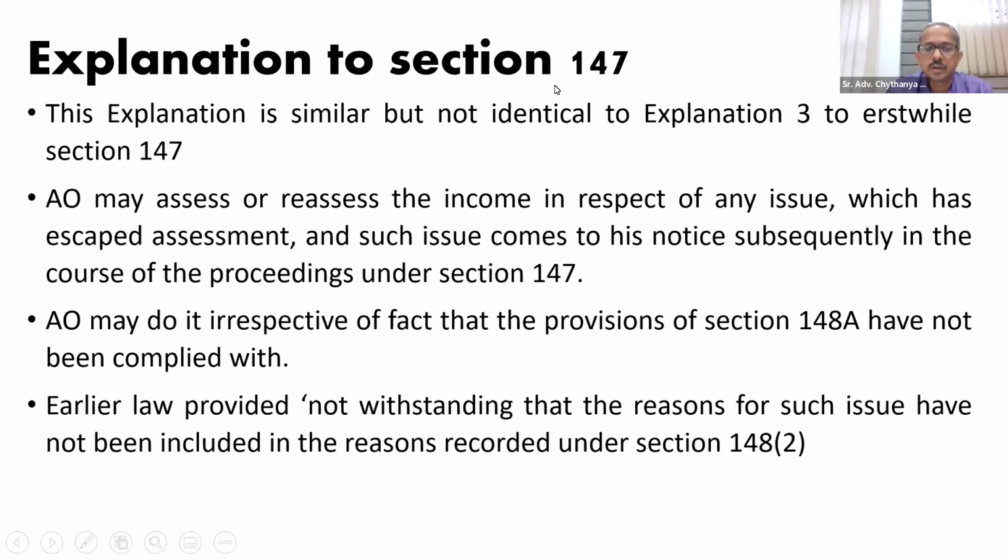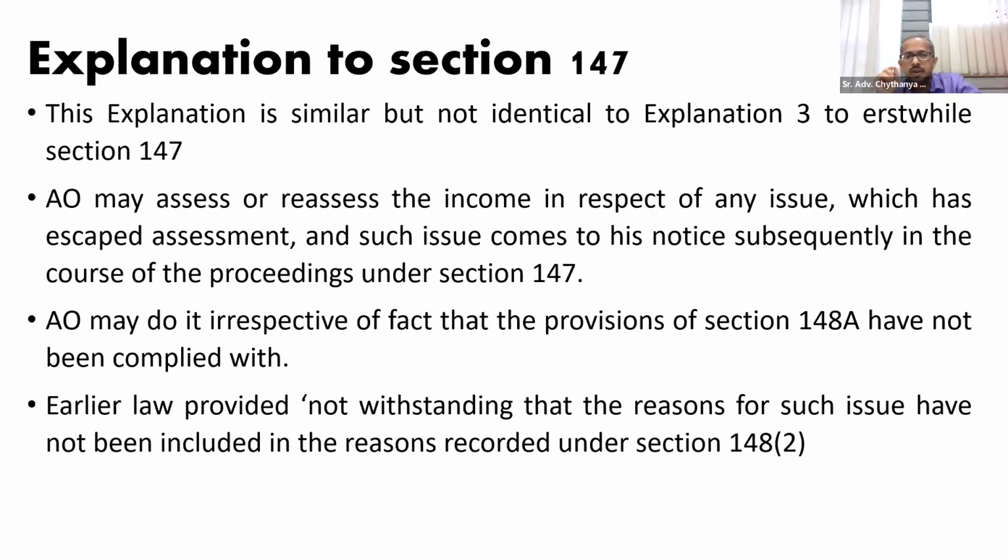Now, look at this explanation to section 147. Section 147 says, there is an explanation to 147. It says that, as I said earlier, for the purpose of assessment, reassessment, or recomputation, the assessing officer may assess or reassess the income in respect of any issue which has escaped assessment, and such issue comes to his notice subsequently in the course of proceedings under this section, irrespective of the fact that the provisions of section 148A have not been complied with. So this is pari materia to explanation 3 of section 147, except the last line.